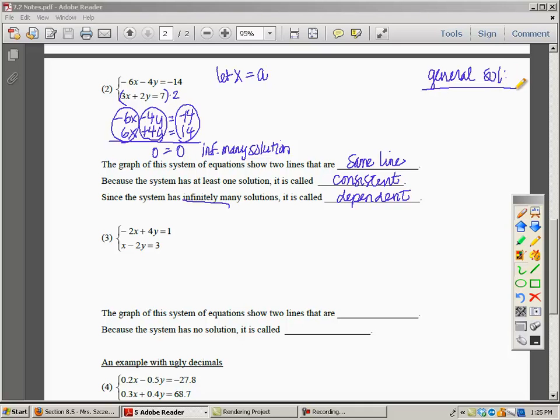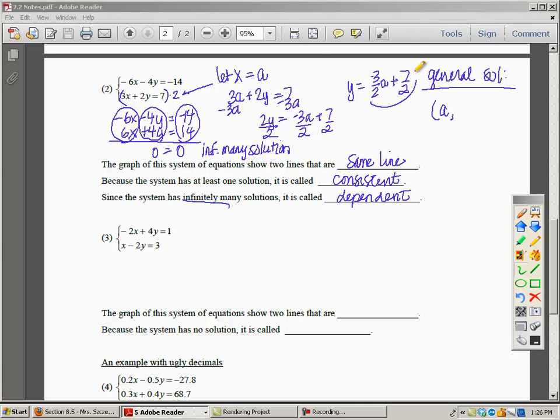Okay? And so my general solution will be the point a, comma, something. And I need to find what y is if x is a. So I'm going to take a and I'm going to plug it into one of my equations. I'm using the second one because they're all positive. So I'm going to put in an a. 3a plus 2y equals 7, and I'm going to solve for y. So I'm going to subtract 3a. 2y equals negative 3a plus 7, and I divide each quantity by 2. Now if I do that, I now get that y is negative 3 halves a plus 7 halves.